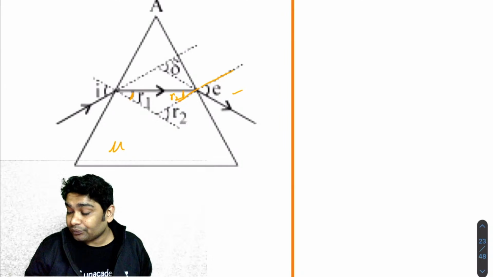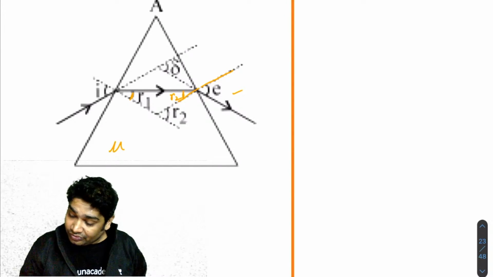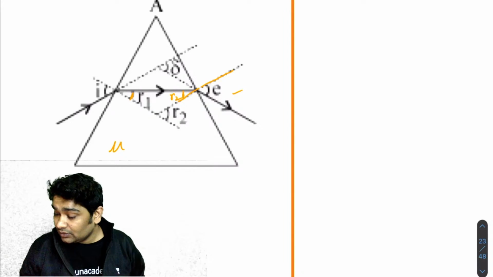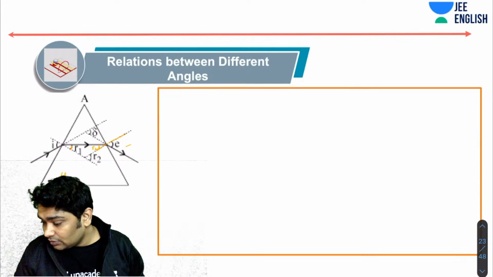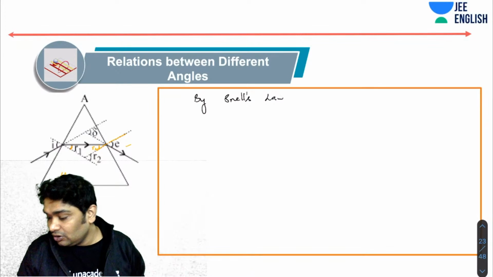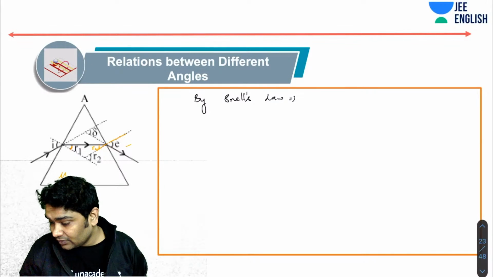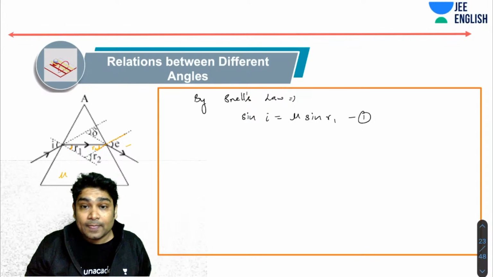Now what I can see is that the first relation, between I and R1, is by Snell's law. By Snell's law, sine I equals mu sine R1. So that will be the relation between I and R1.